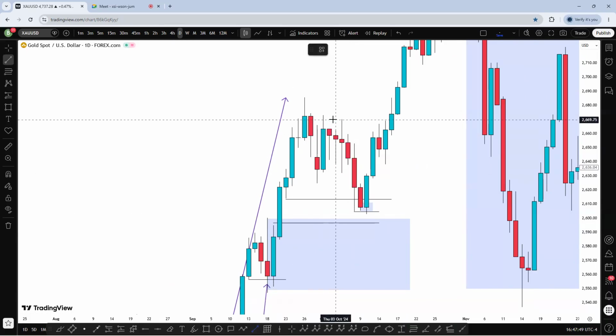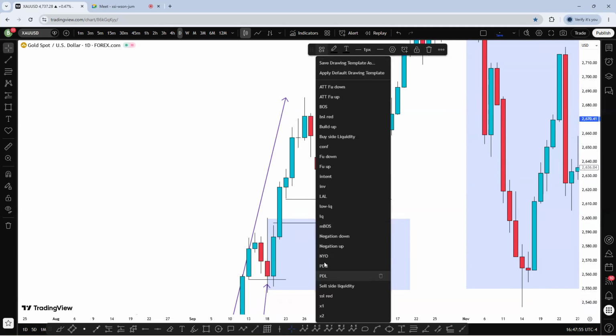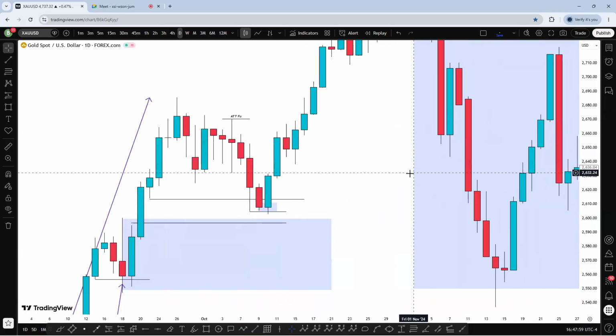Okay, until the FU on the daily. This is until the FU on the daily. You see that? So you are going down into your zones. Okay, you are in your zones. The first reaction, you see the first reaction of this candle.